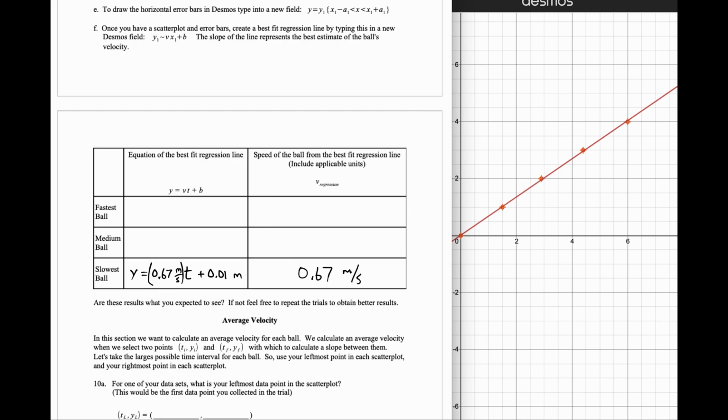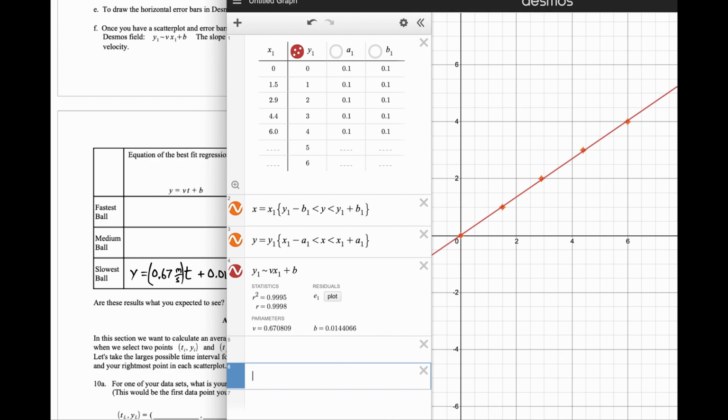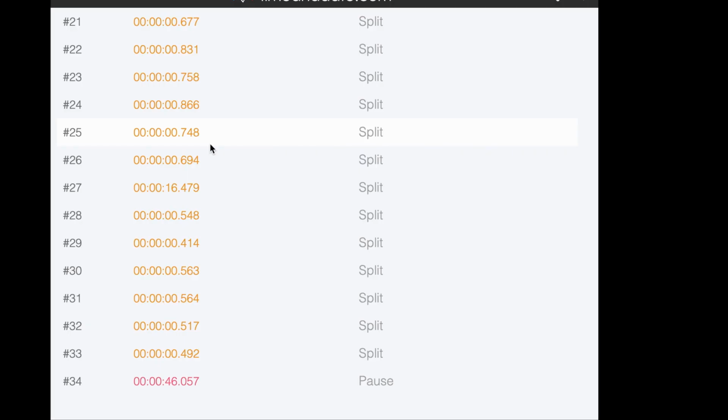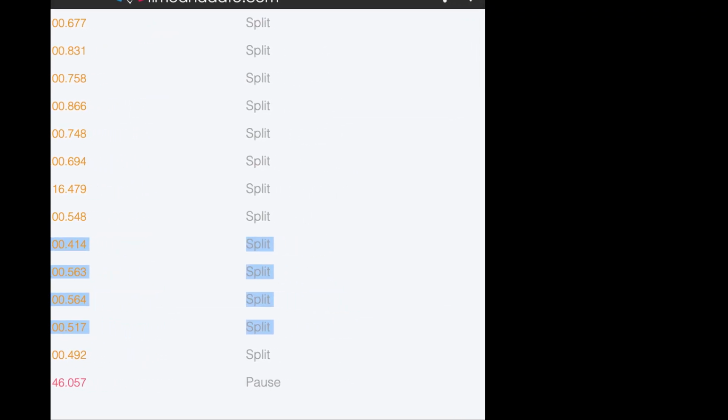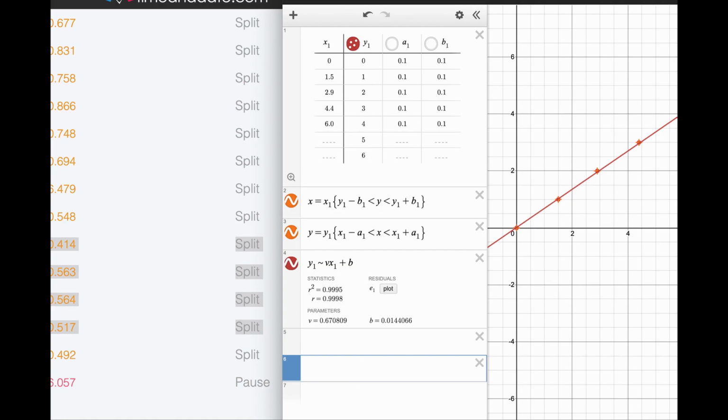So let me see if I can quickly grab that from the stopwatch. This one's not too bad. This last trial for the fast. I'm just going to take these 4, I think, as my data. Alright, you just want to go to Desmos, and I'd recommend just doing a whole new table for that.